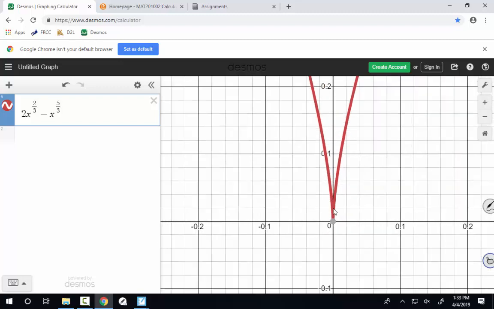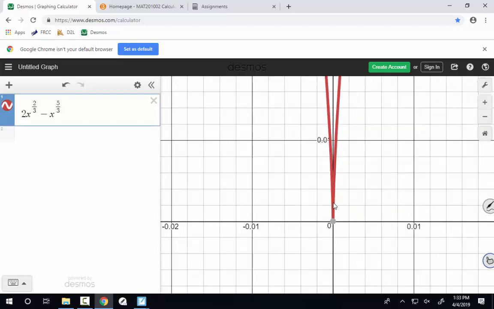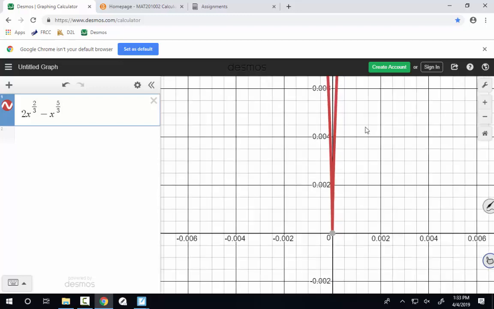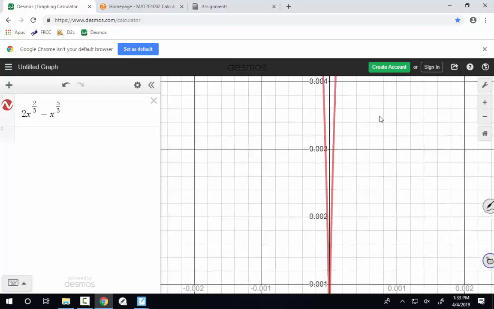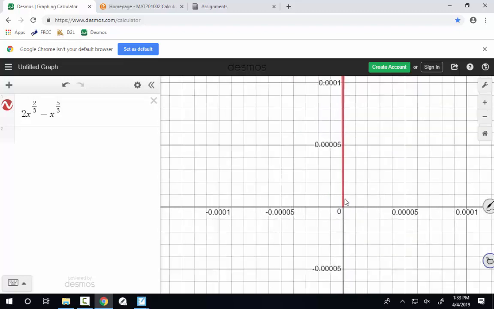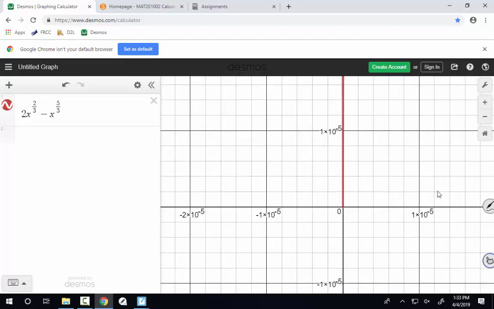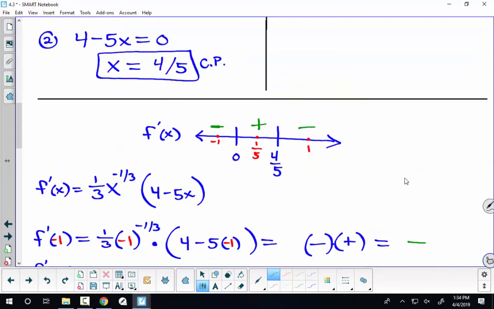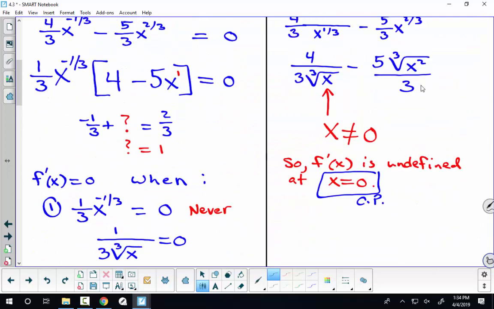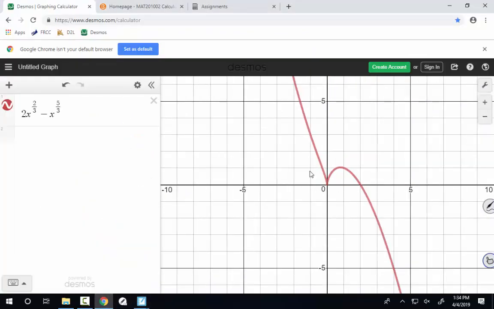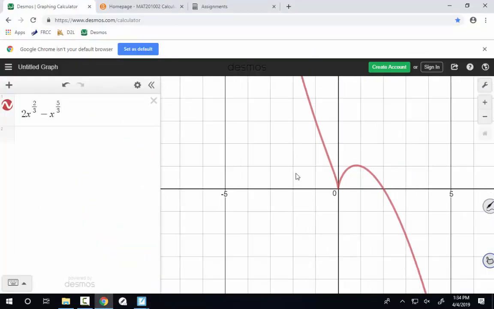So this is a more gradual corner, right? It doesn't just have a sharp edge like the absolute value does. We just see it gradually getting more and more vertical as we get to the origin. So our work here that supported that was this part right here. The first derivative is undefined when x is equal to 0, because this graph has a cusp, which is a vertical tangent there.